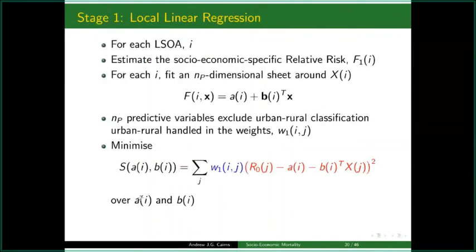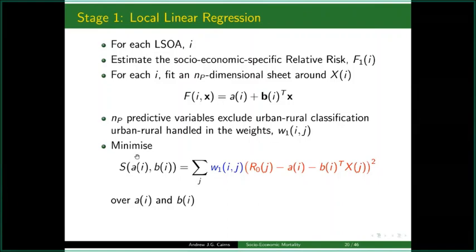So moving on now to the real data set that we're looking at. For each LSOA, we are going to estimate the socioeconomic relative risk F1 of i, and we do that by doing this local linear regression. So here's our regression function. For each i, there's an intercept and a slope. We've got Np predictive variables plus the urban-rural classification, and these are all handled in the weights.